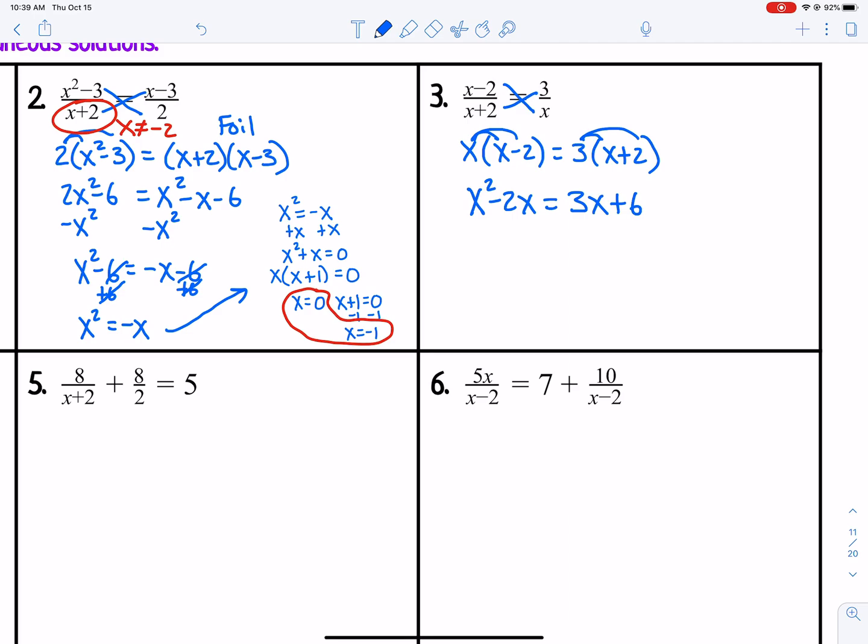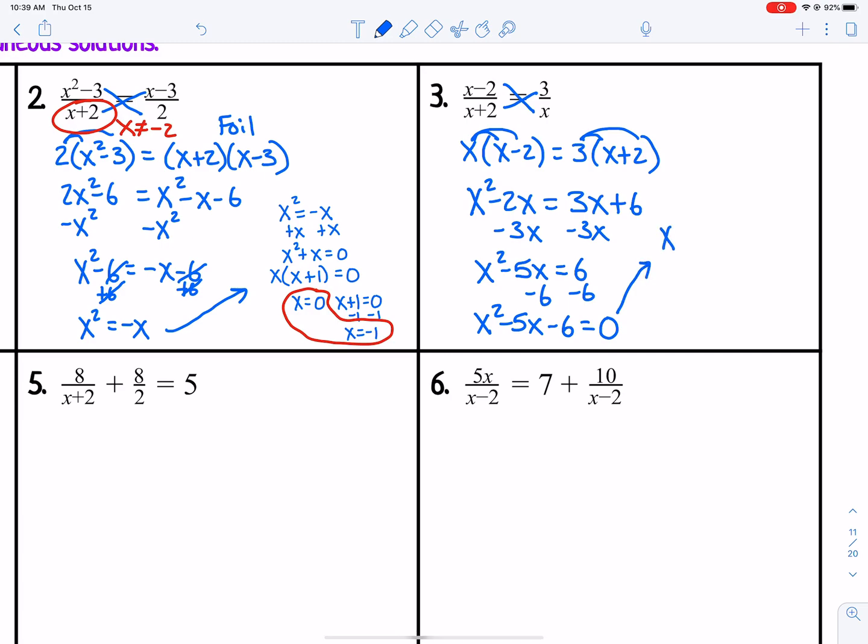Then it's a quadratic equation again, so let's move everything to one side. So I'm going to start by subtracting 3x. So I get x squared, -2 minus 3 would be -5x equals 6. And then let's subtract the 6 from both sides, so you get everything on one side, and we can solve it using any of those ways you can solve quadratics. So you could do quadratic formula, you could try to factor it, graph it. There's a couple things we could do.